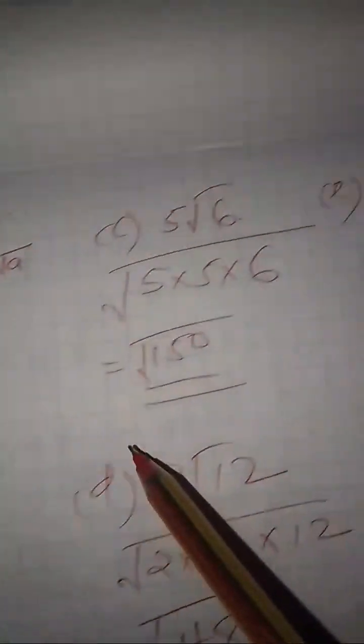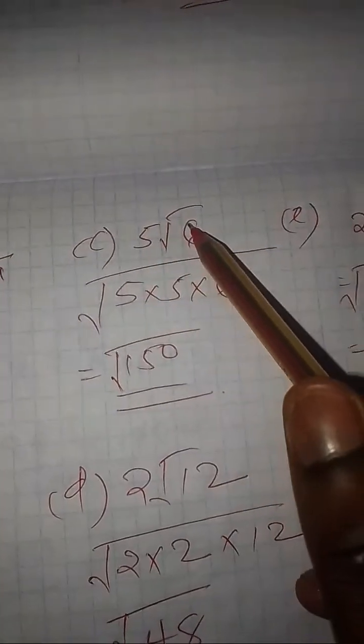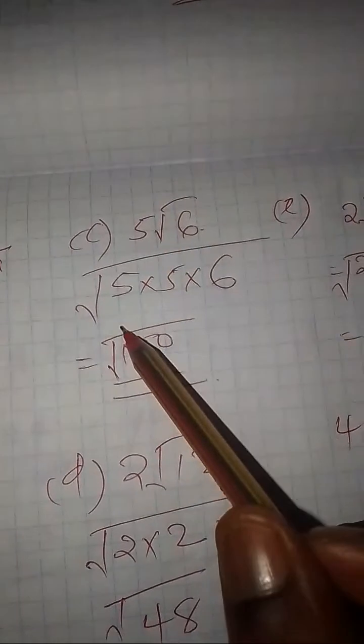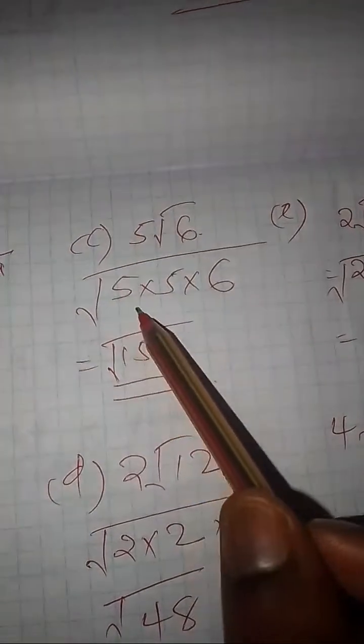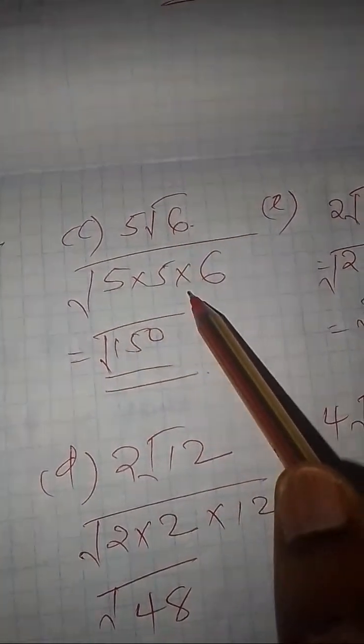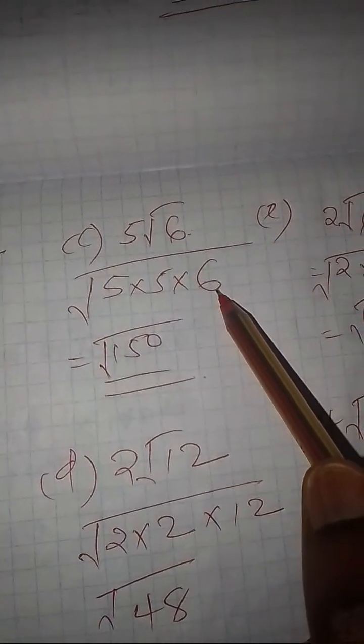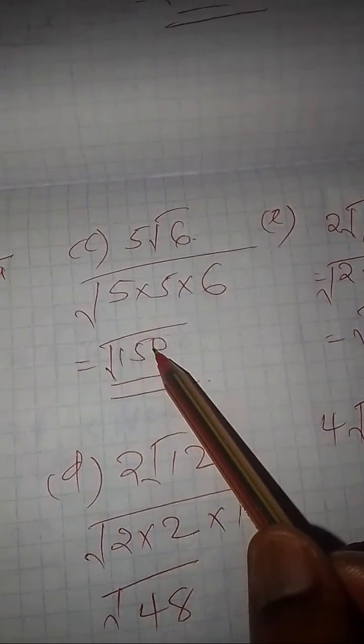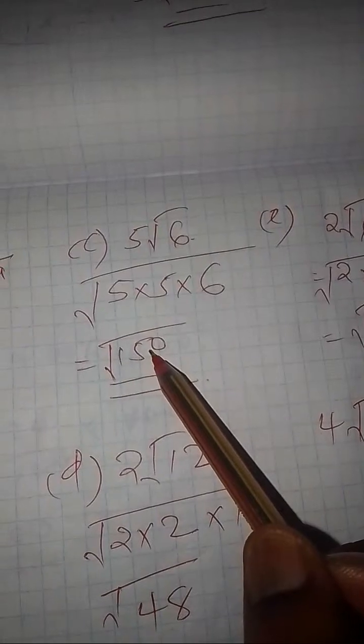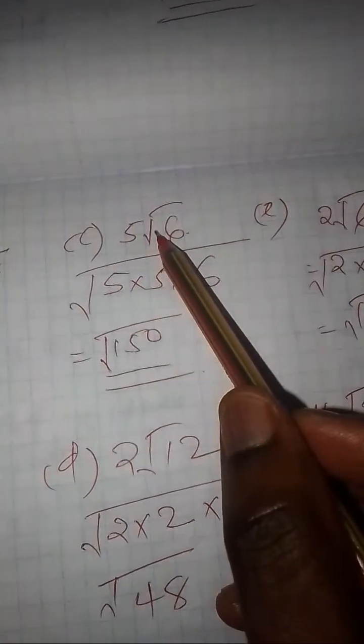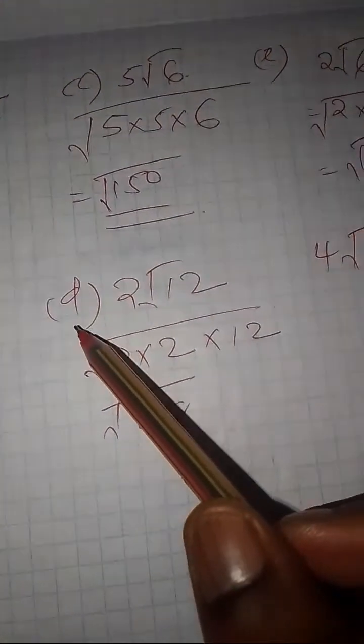When we come to this other side, 5 root 6. So 5 root 6 is the same as this 5, we square it, 5 multiplied by 5 times the number inside the root, times 6. So now it becomes root 150. So root 150 is the same as 5 root 6. Okay? Let's move to part D.